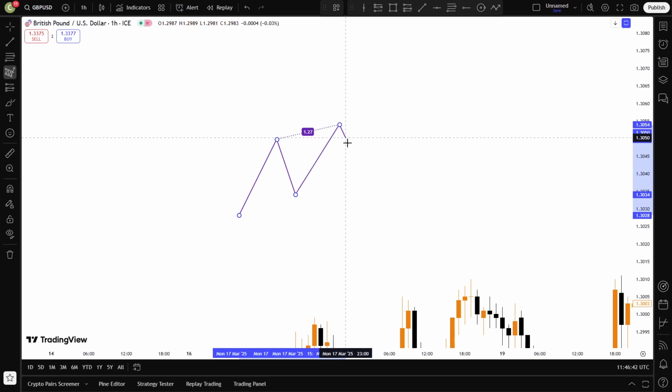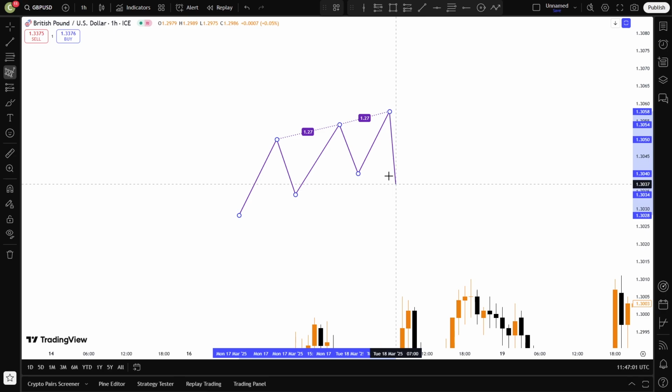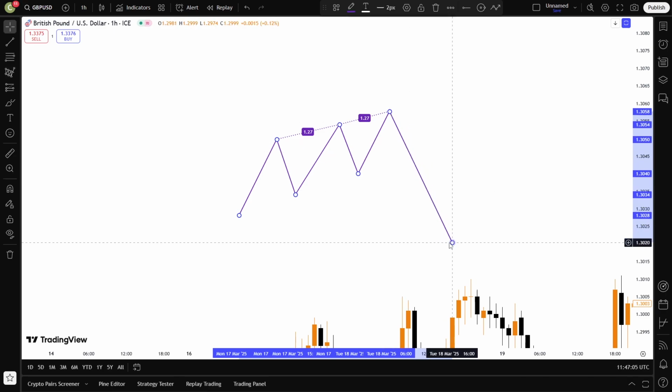And then we move to the second pullback. This is the second corrective pullback. And then we also make sure that the next high also is 1.27. And in this case, what you would do is you would be in a short position at this exact moment, at where we ended the previous point.